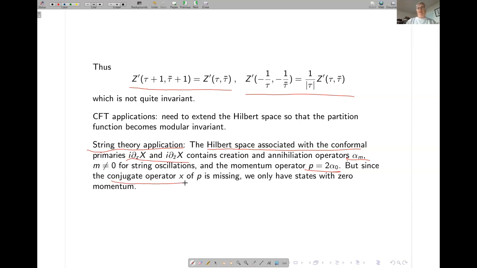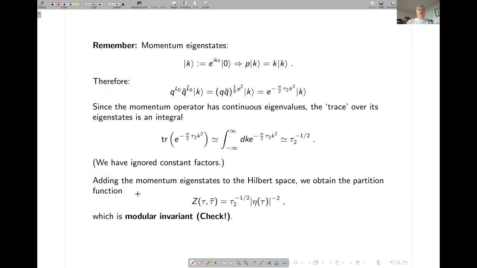But this means that we cannot create momentum eigenstates. All the states that we have considered are states with zero momentum, because in order to create non-trivial momentum eigenstates, I need to apply the exponential of the operator X. So that's it. We include this in our Hilbert space. We remember how momentum eigenstates are constructed. Therefore, we now include them.